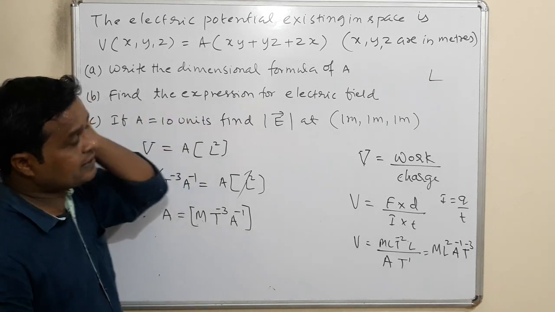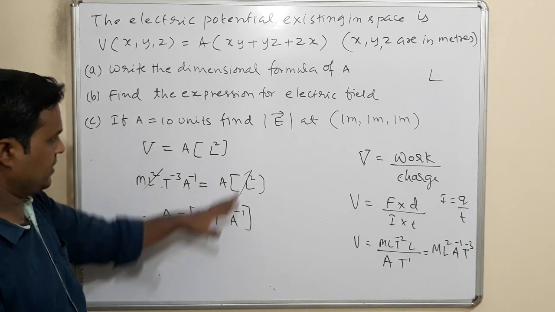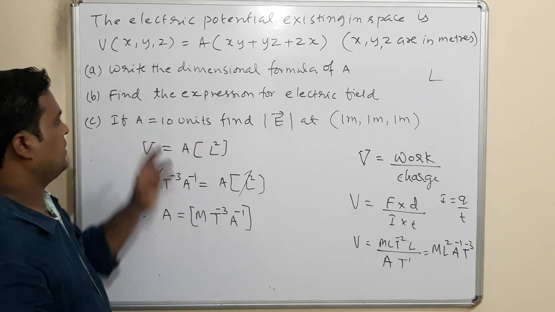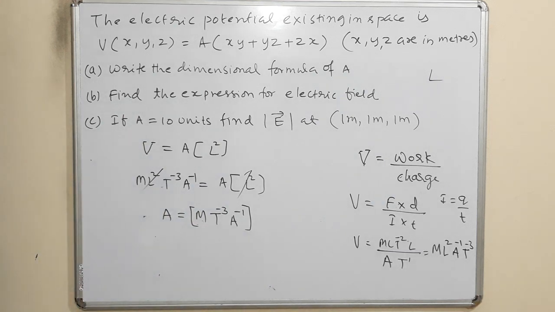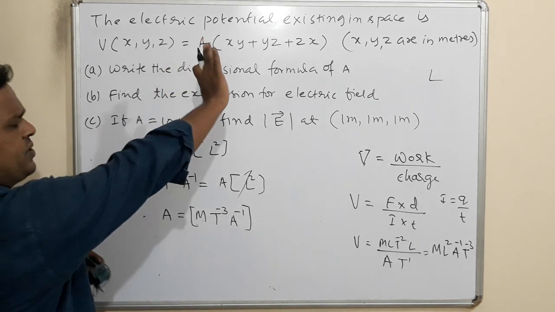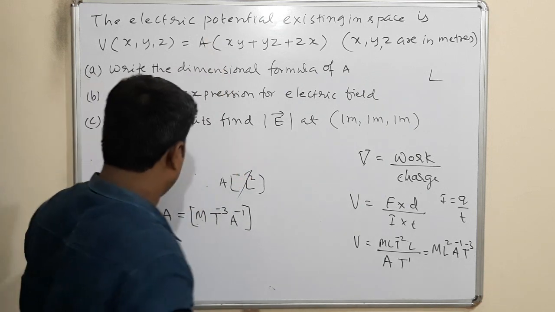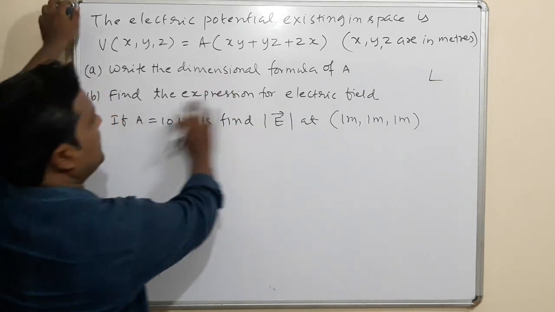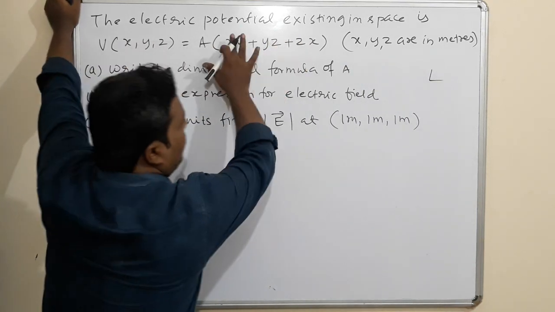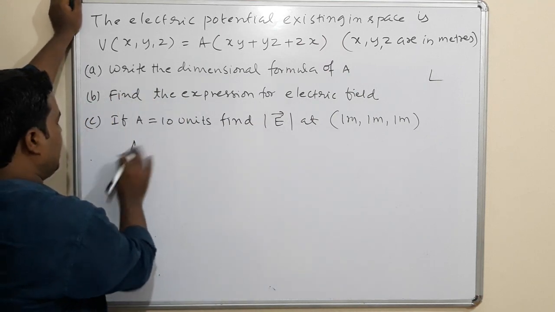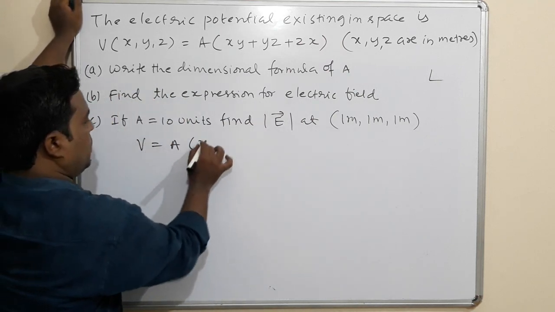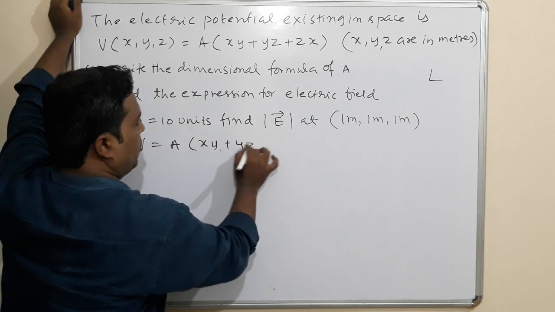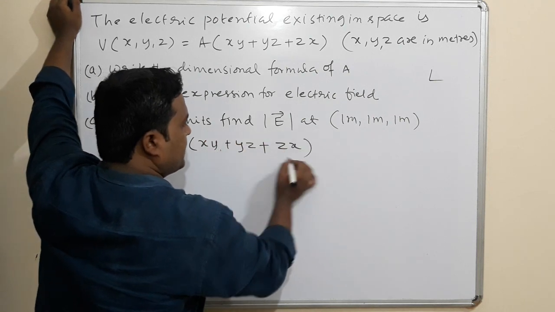Now the second question they are asking is the electric field expression. First you write this, then we will look for the electric field. This A is a constant, and this is the dimensional formula of A. Then what is the expression for electric field? The potential is given as a function of x, y, z: electric potential is equal to A into xy plus yz plus zx.